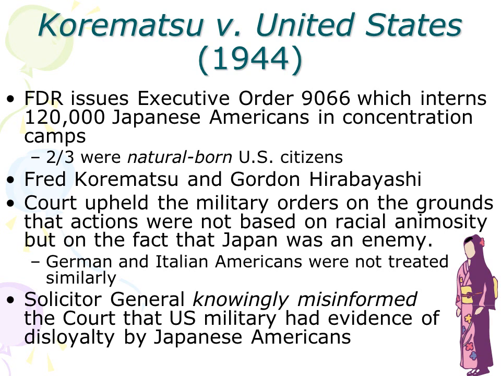However, it's interesting to note the German and Italian Americans, also quote-unquote enemies of World War II at the time, weren't treated similarly, most likely because they were much more difficult to pick out in a crowd than the Japanese were. But we had a lot of difficulty in this particular case. We had the Solicitor General, who of course is the big lawyer for the government, who knowingly misinformed the court that the U.S. military had evidence of disloyalty of Japanese Americans. And so with that evidence and with other things that were there, they actually upheld this unjust executive order.